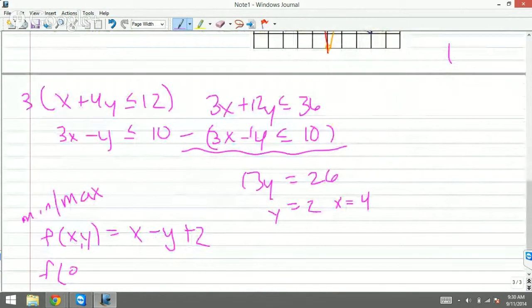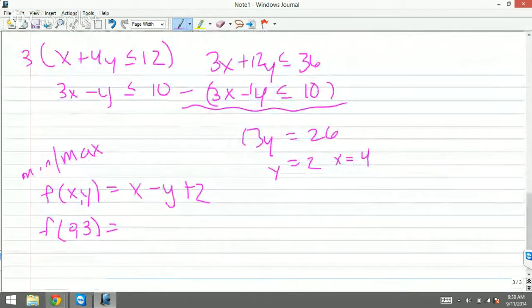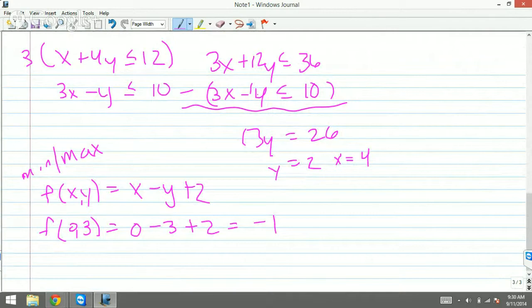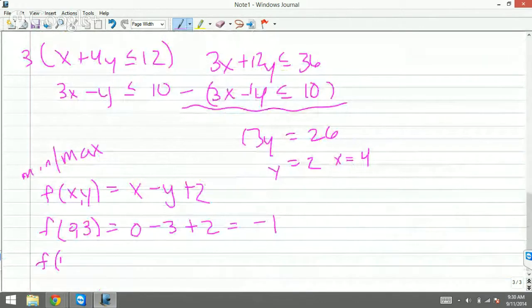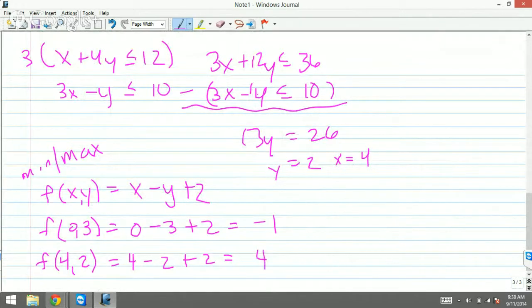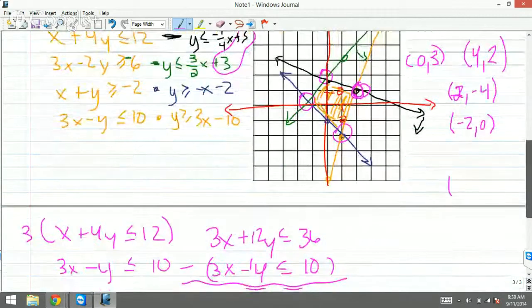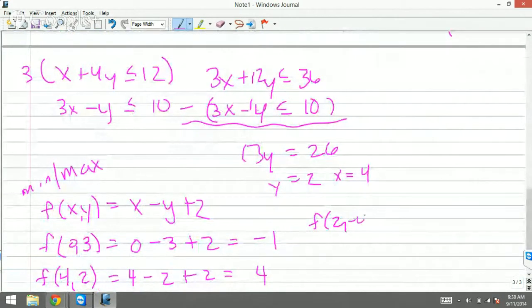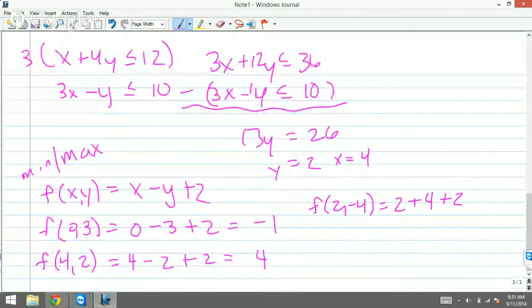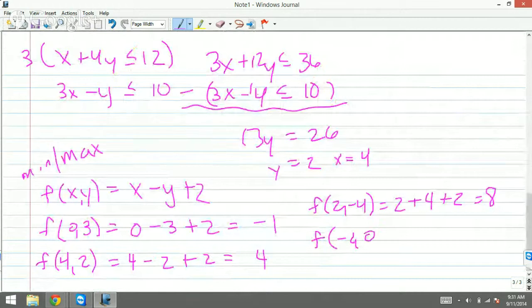So 0, 3 gives us an output of -1. 4, 2: 4 minus 2 plus 2 is 4. 2, -4: 2 plus 4 plus 2, which is 8. And -2, 0: -2 minus 0 minus 2 is -4.